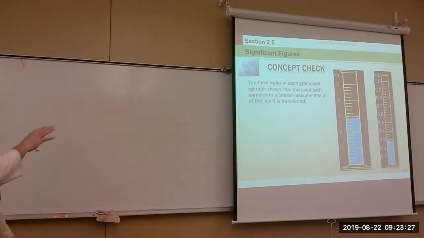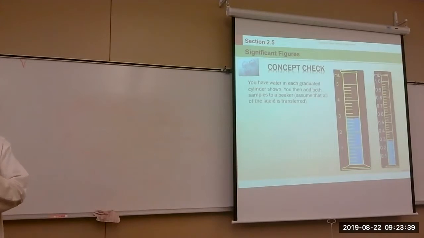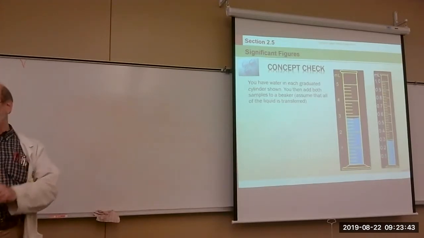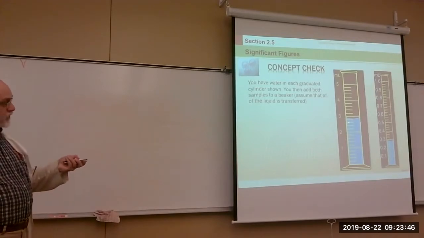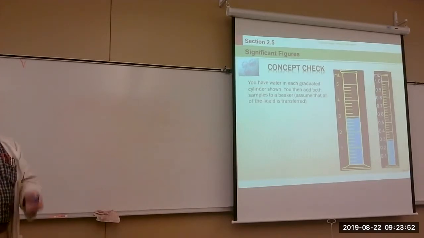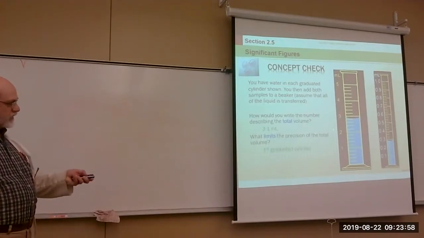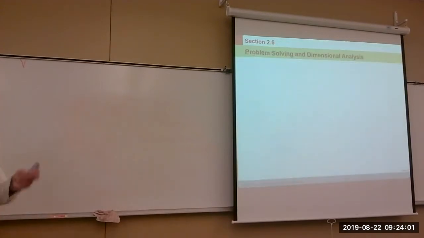So this slide speaks to what you do in the lab if you make two measurements using two different devices. One of them is more accurate than the other. Your answer is limited to the accuracy of the least accurate device, right? So this one determines the answer. When you add these two together, that's all that means. The total volume is limited by this graduated cylinder. That's the whole point of that slide. So you have to know your instrumentation when you're making measurements. Which one is the least accurate, because that's going to be the weak link in your chain.